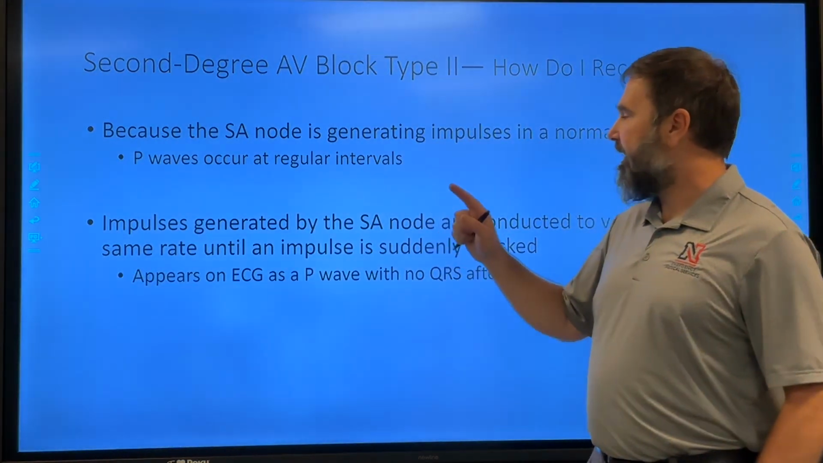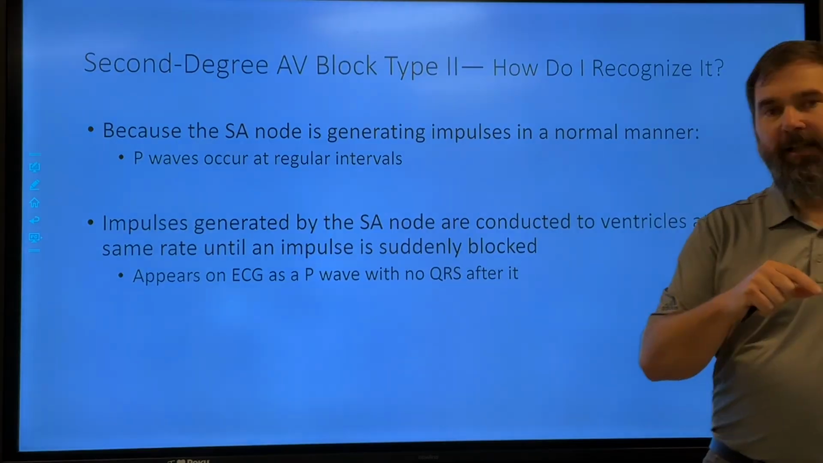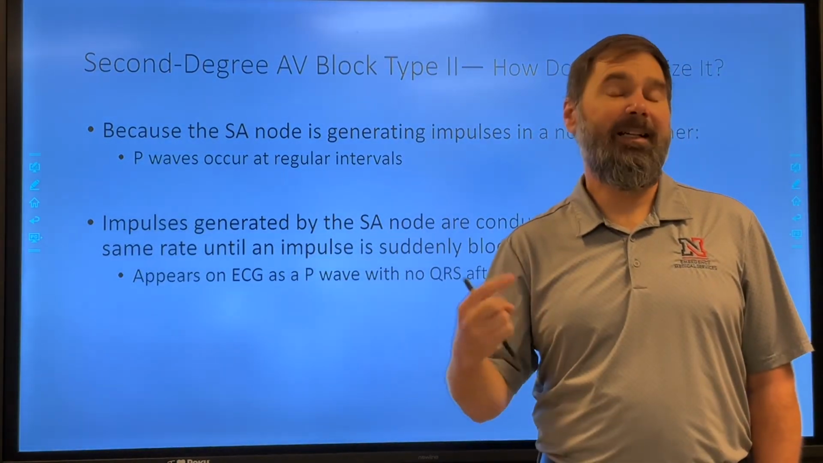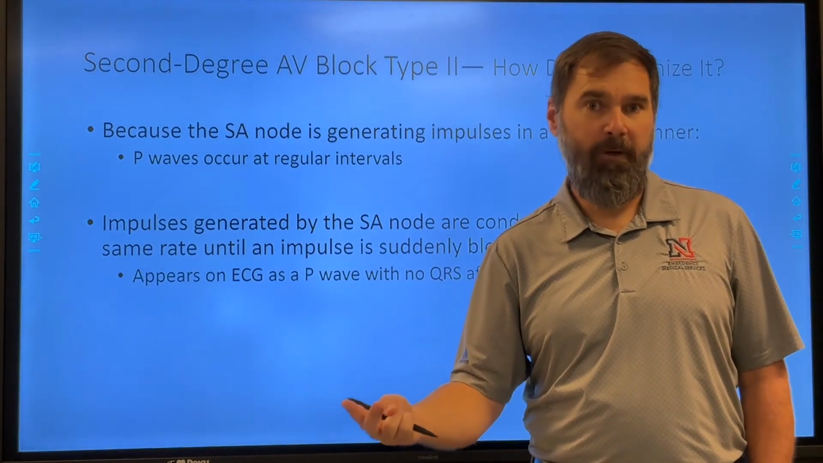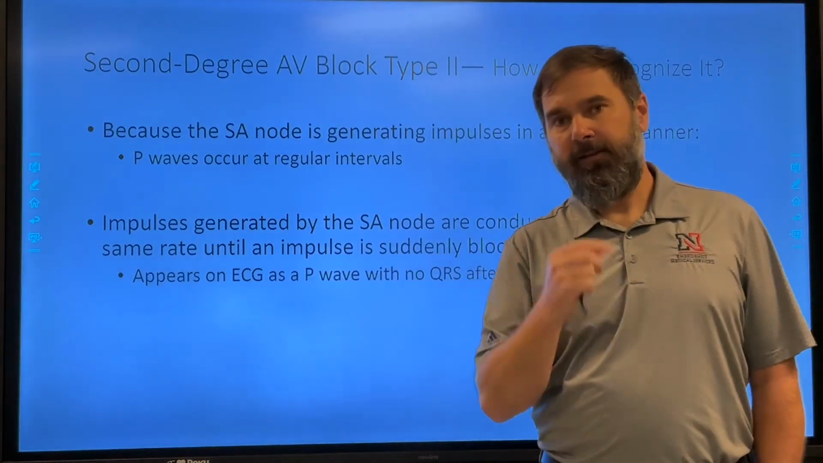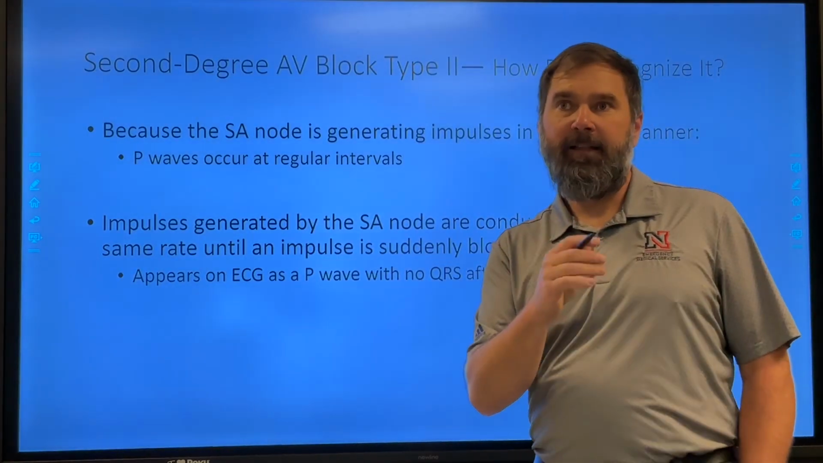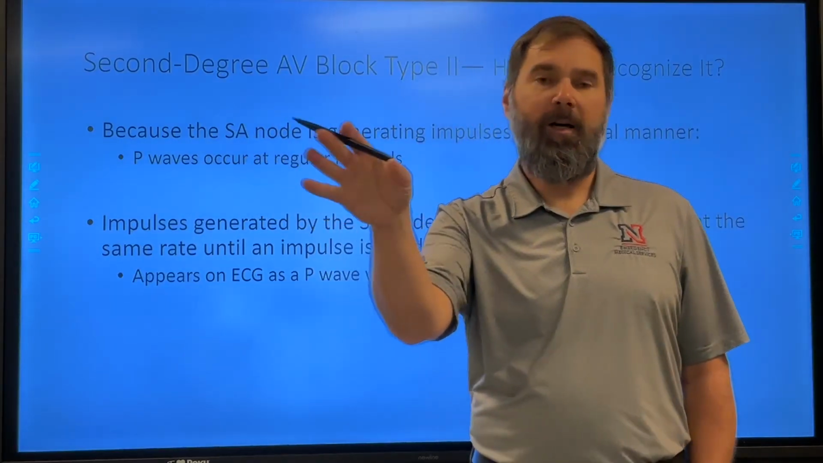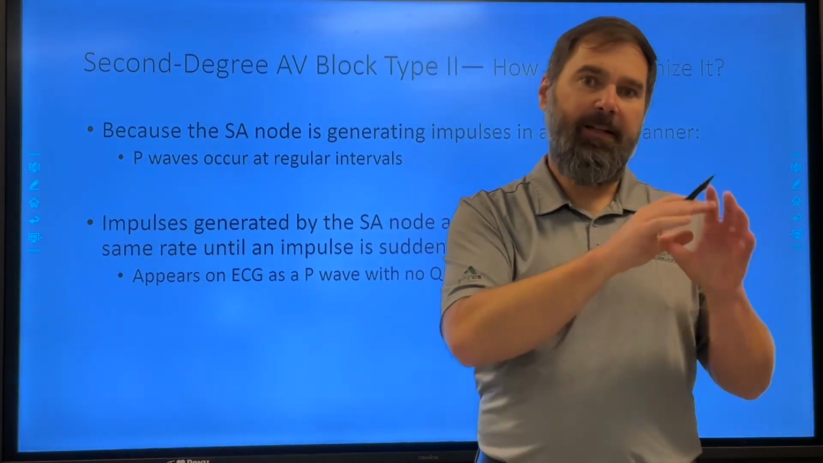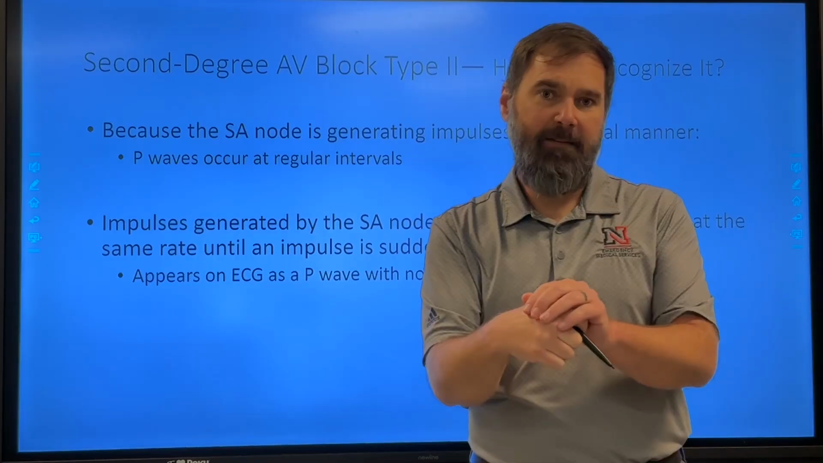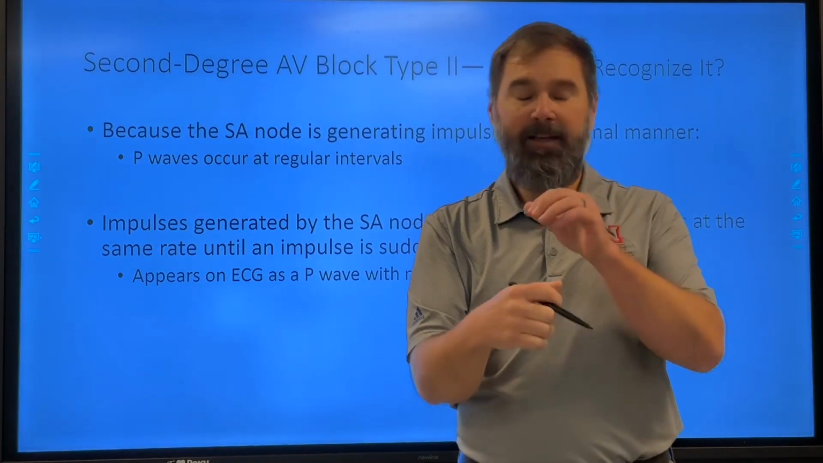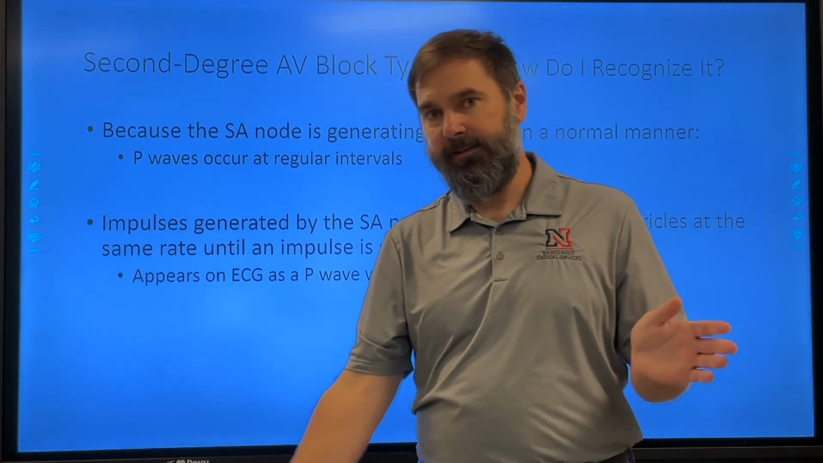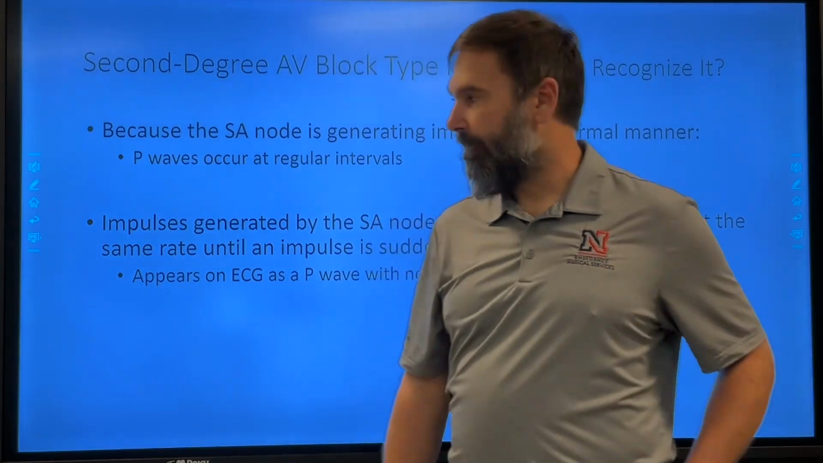So the SA node is generating the impulse in a normal manner, just like it would in a sinus rhythm, just like it did in secondary type 1. So there's no change with the cardiac conduction in the atria. The SA node fires, sends the impulse over to Bachmann's bundle and the internodal pathways, and depolarizes the atria. That impulse makes it to the AV node. The AV node holds on to it and sends it down most of the time.